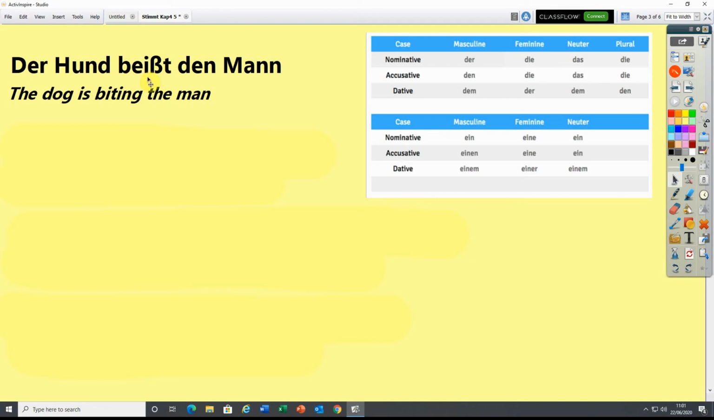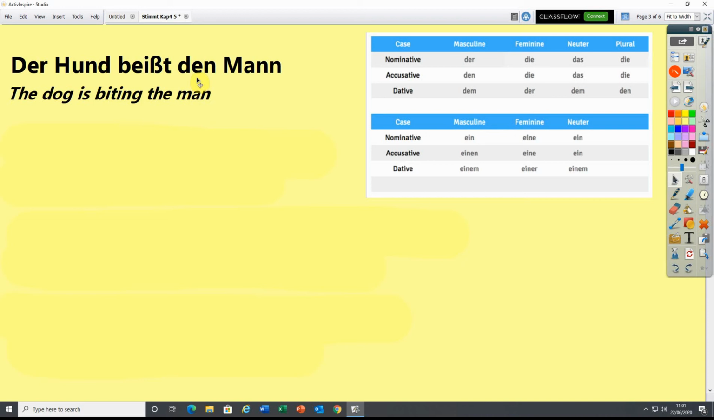Now, the subject of the verb is the person or thing doing the action of that verb. So here, who or what is doing the biting? It's the dog. So that's the subject of this sentence. Therefore, the dog has to be in the nominative case in German. And as dog, Hund, is a masculine noun, therefore we require the word der, masculine nominative. So it's der Hund.